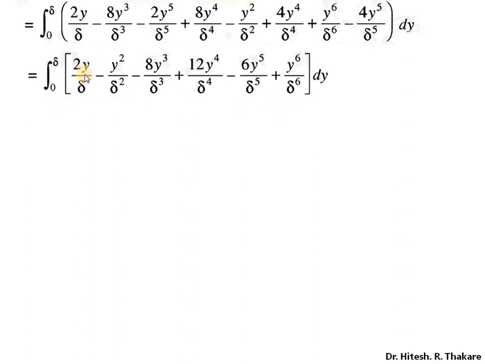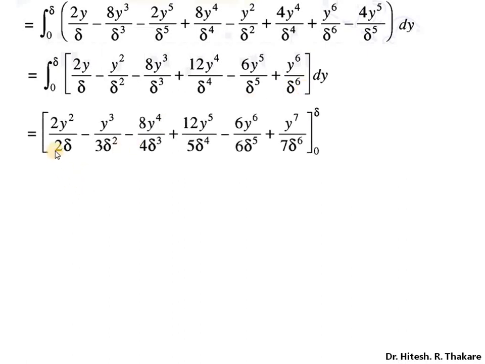Now we will integrate. Integration of 2y by delta will be 2 times y square by 2 times delta, minus integration of y square will be y cube by 3 delta square, minus 8 times y raised to 4 upon 4 delta cube, plus 12 into y raised to 5 upon 5 delta raised to 4, minus 6 into y raised to 6 upon 6 delta raised to 5, plus y raised to 7 upon 7 times delta raised to 6. So that we have calculated over here.